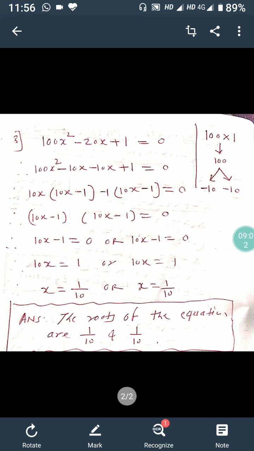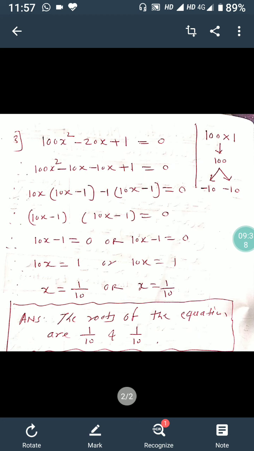As per the rule, the coefficient of x square is 100 and the constant term is 1. So first we have to do the product. 100 into 1 is equal to what? 100. Now we have to find such numbers whose product is 100 and whose sum is negative 20. So 10 tens are 100, but we want negative 20 as the addition, so negative 10 into negative 10 you will get plus 100, and negative 10 and negative 10 give their sum negative 20x.